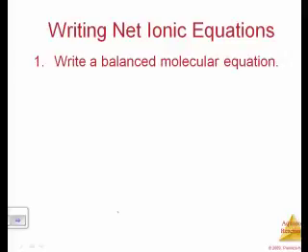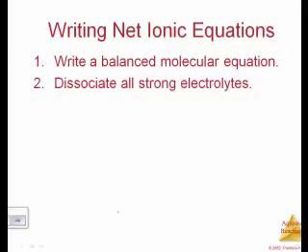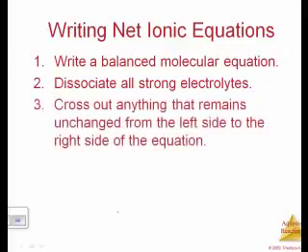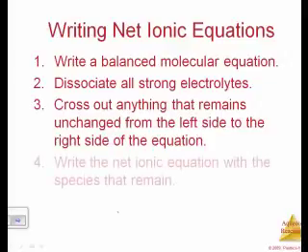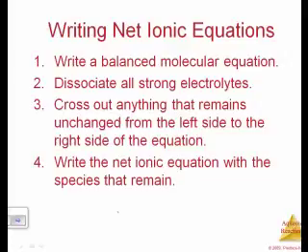So, in review, writing a net ionic equation. First, write the balanced molecular equation. Determine whether you have a precipitate, determine whether you've made water, which would be a molecular compound, determine whether you made a weak electrolyte, perhaps something like acetic acid or hydrofluoric acid. Then you're going to dissociate all of the strong electrolytes. Okay, implied in that statement is not dissociating the weak electrolytes. Weak electrolytes are typically written together. Okay, for instance, hydrofluoric acid would be written as HF. Then you're going to cross out anything that remains unchanged, meaning the spectators, and then you're going to rewrite the net ionic equation with the species that are involved in the reaction with their states of matter.